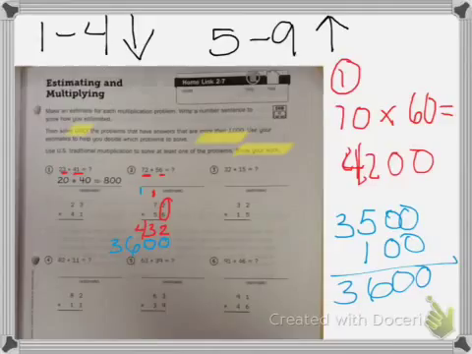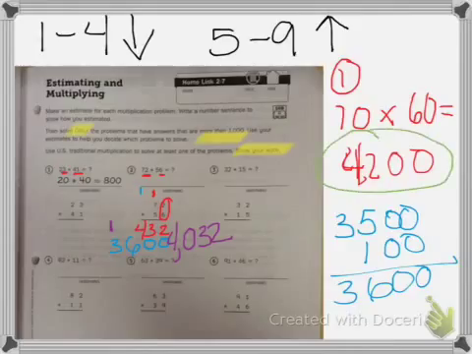2 plus 0 is 2. 3 plus 0 is 3. 4 plus 6 is 10. Carry my 1,000. 3 plus 4. 3 plus 1 is 4. Take a look at those estimates. Here is our estimate. I'm going to circle it in green. Arrow to our actual answer.